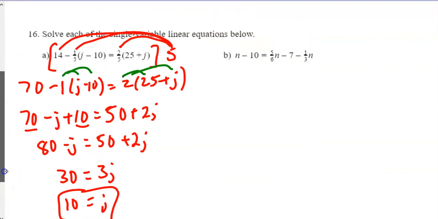Again, this can be done either way. You're welcome to use your calculator. You're welcome to go through the problem using fractions. I have a tendency, if I can, to clear them.